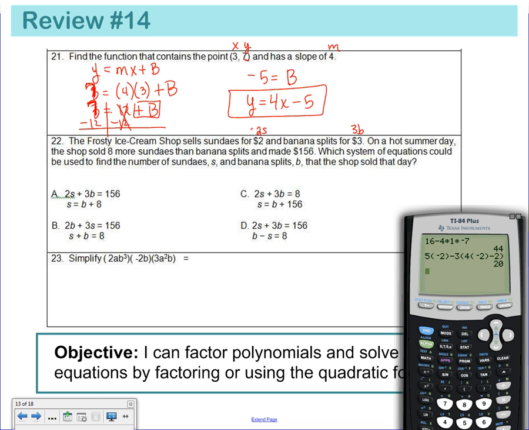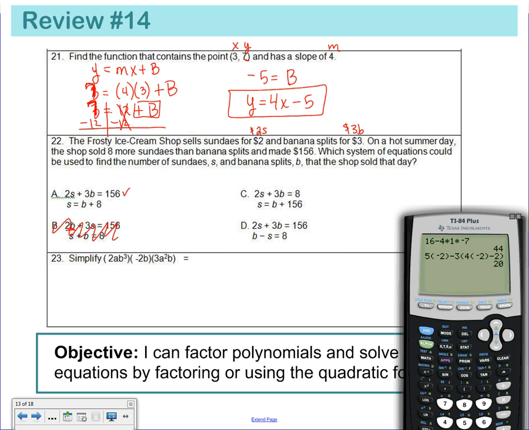This 2 represents a dollar amount. The 3 represents a dollar amount. So I need dollar amounts to go with dollar amounts. And I have 156 with the dollar amount. So I need an equation with the 2s and the 3b relating to 156. I see 2s plus 3b, and a equals 156, so that works. B, it has 2b. Well, bananas do not cost $2, they cost 3, so immediately that tosses out b.